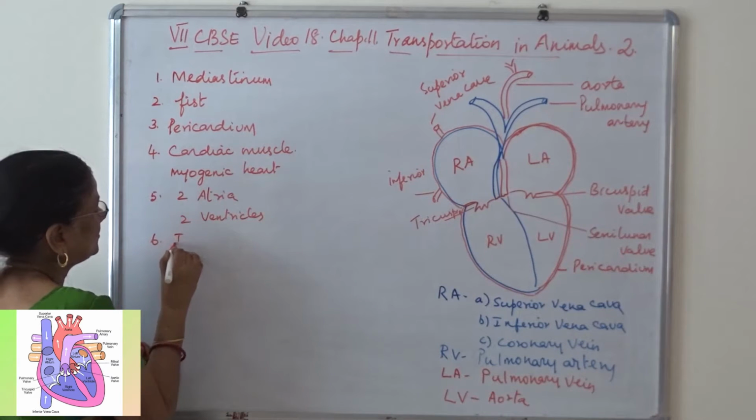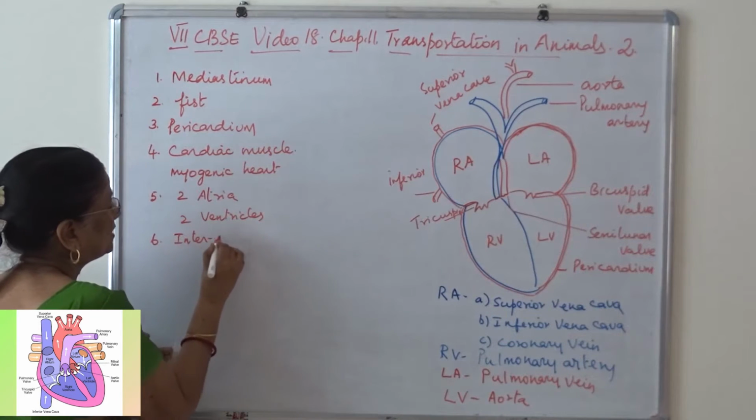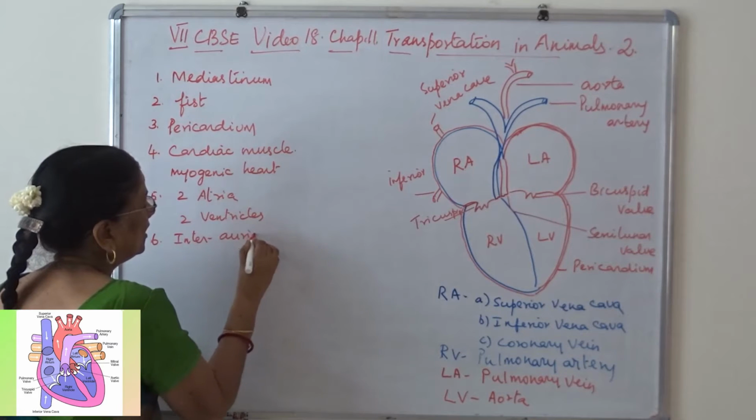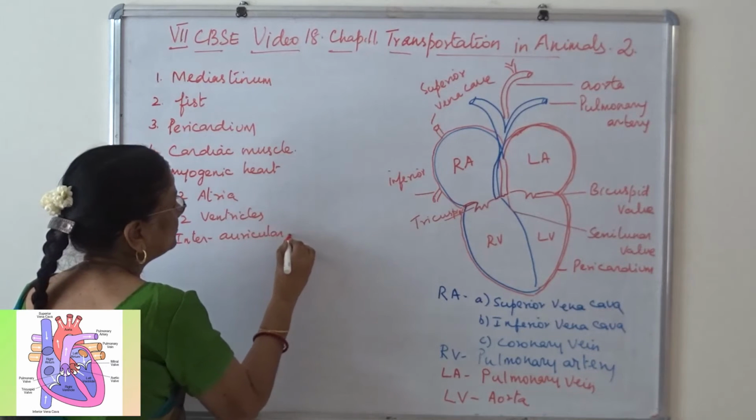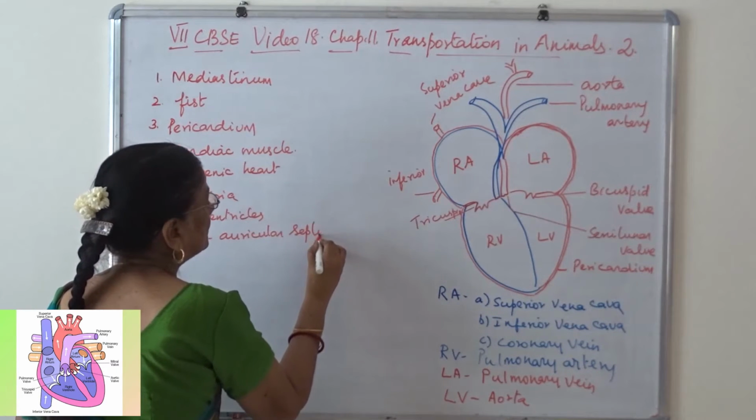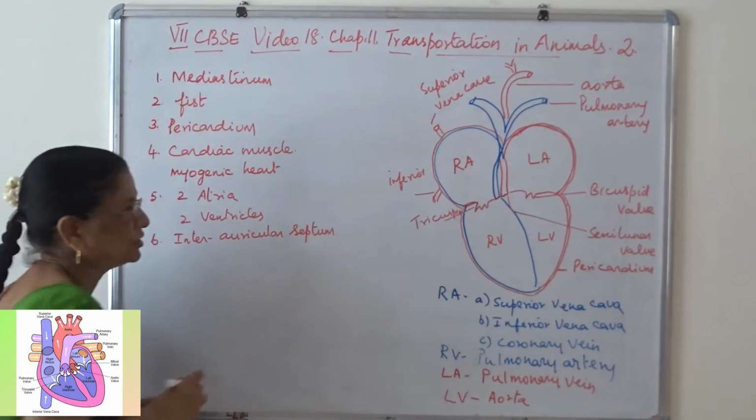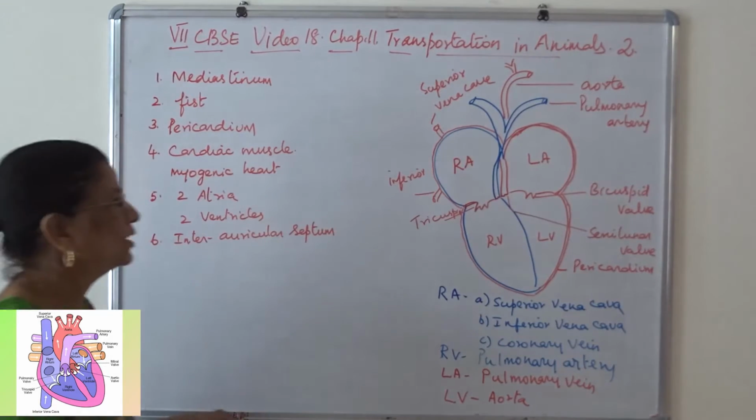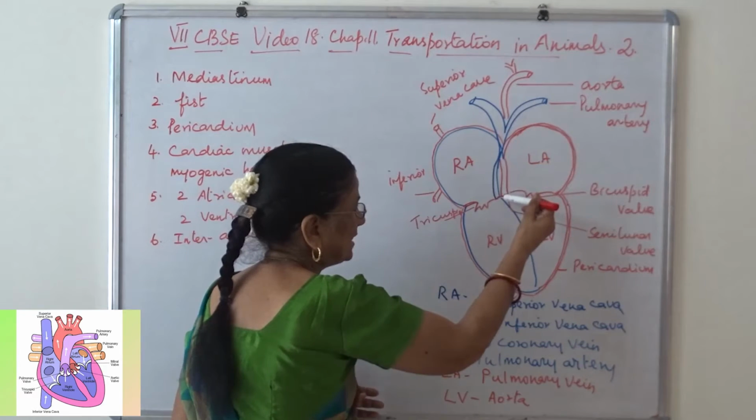And this right atrium and left atrium are separated by the interauricular septum. They are separated from each other by the interauricular septum.